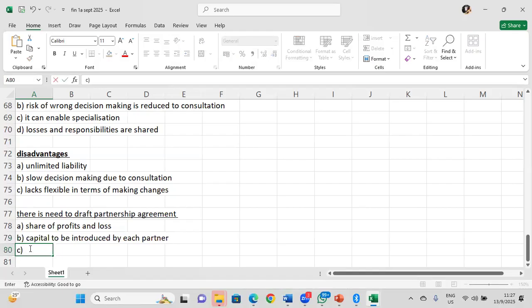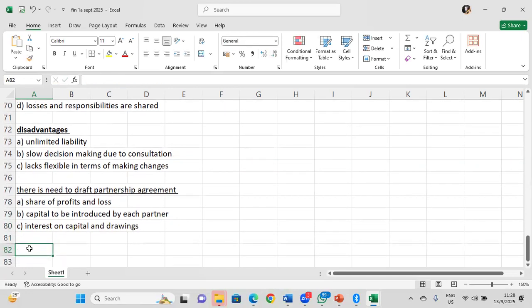The agreement can also tell us if there are any interests. If you are to borrow money from the partnership, that's drawings, do you pay interest? So any interest on capital and drawings. The agreement should highlight if there is any interest on capital or interest on drawings. Then also the duties and responsibilities of each partner.